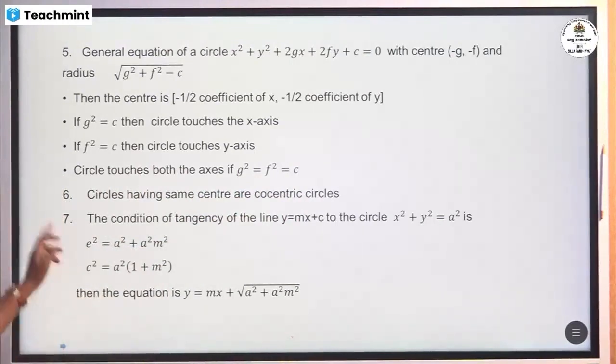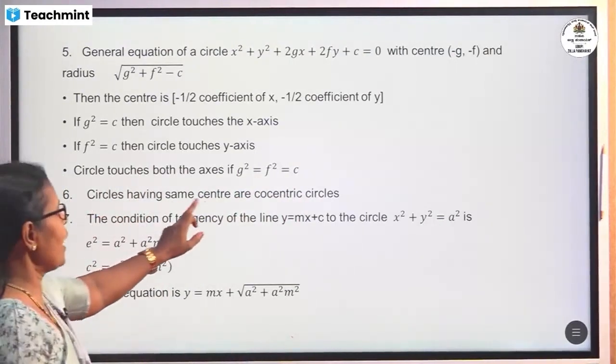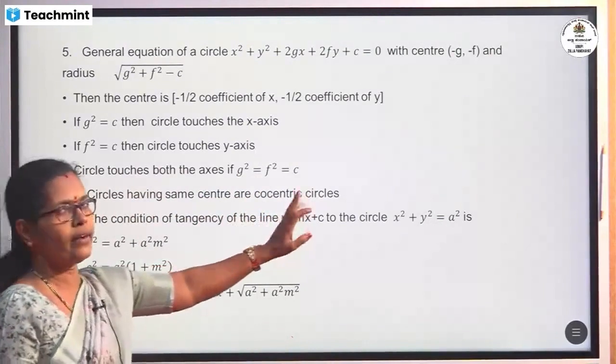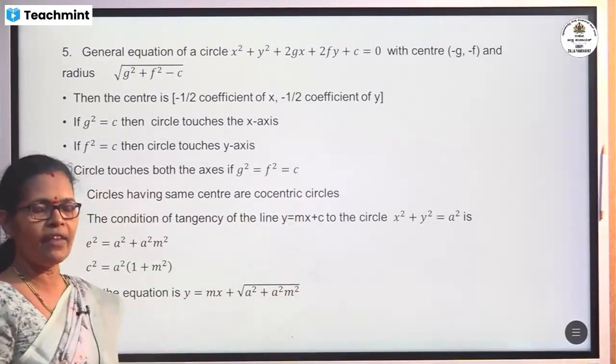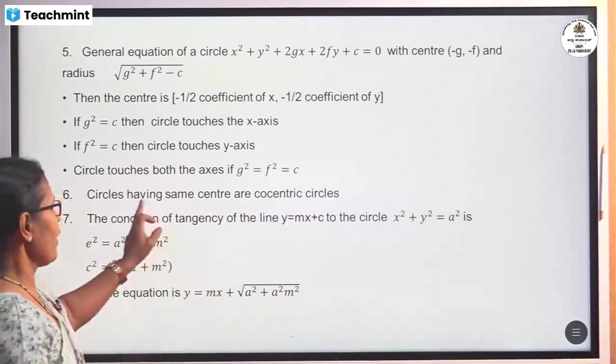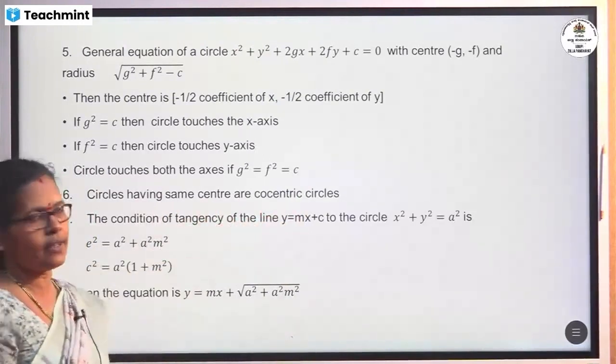Next point, circles having the same center are concentric circles. Circles which are having the same center are known as concentric circles.